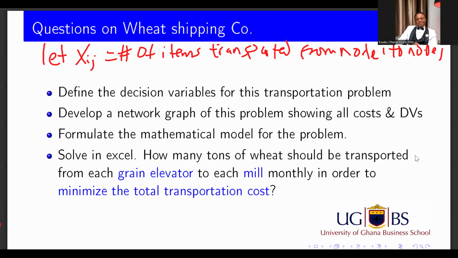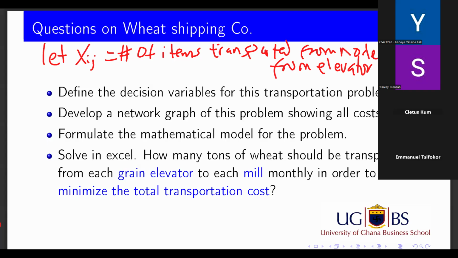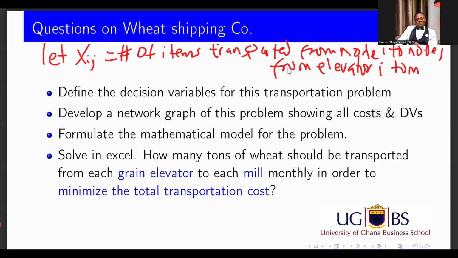And instead of from node I to node J, you can now be specific and say from elevator I to, who can tell me the next one? From elevator I to Stanley: Mail. The mail, mail J. Okay. Elevator I to mail J. That's how you do it. If you can write this beautifully, you're entitled to 4 marks.